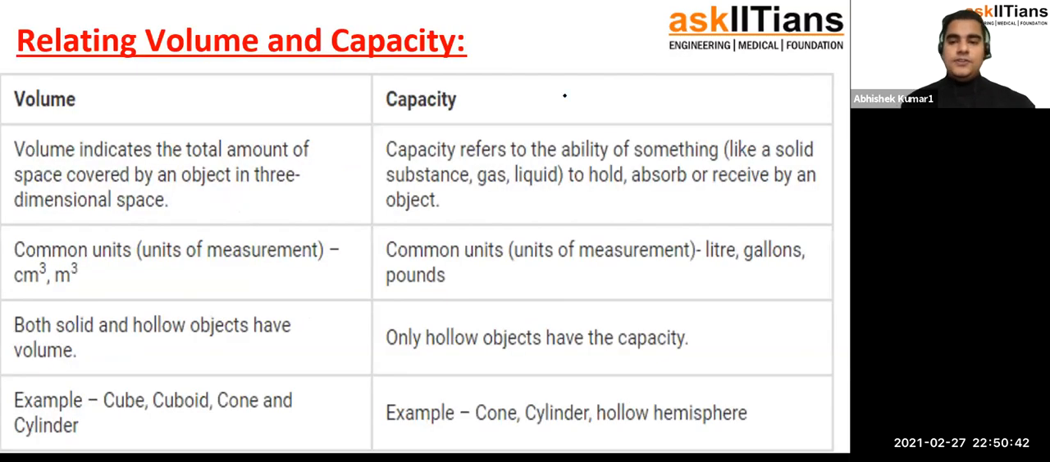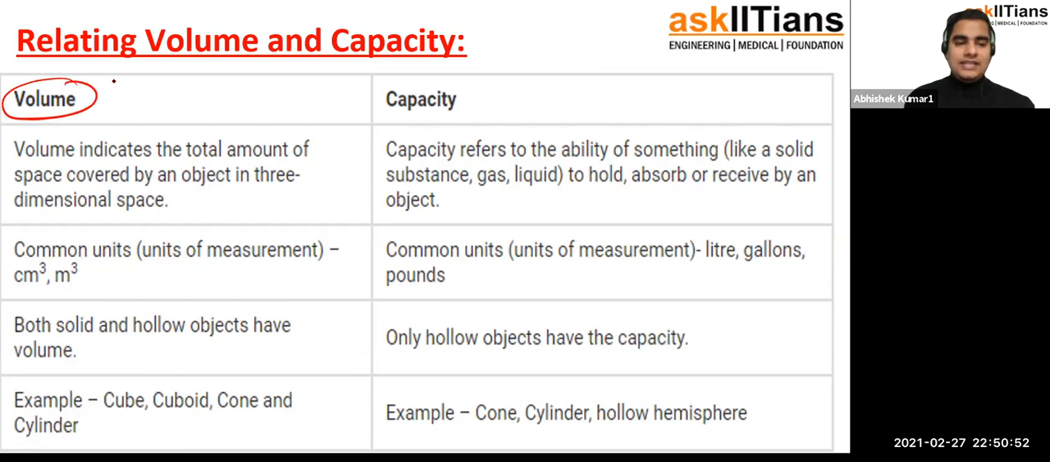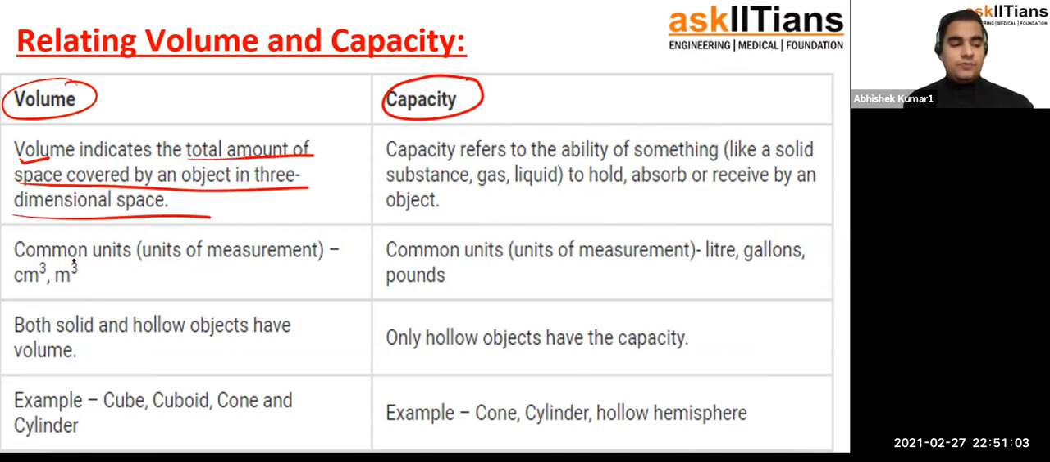Done? All right. So now we have the difference between volume and capacity. This table will be very helpful. We are going to learn the relation or the difference between volume and capacity. Volume indicates the total amount of space covered by an object in three-dimensional space. Let's say I have this pen. The total amount of space actually occupied by this pen in the three-dimensional space in which I am will be referred to as volume.